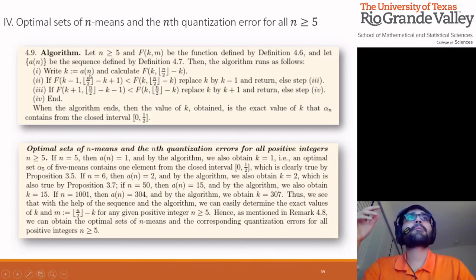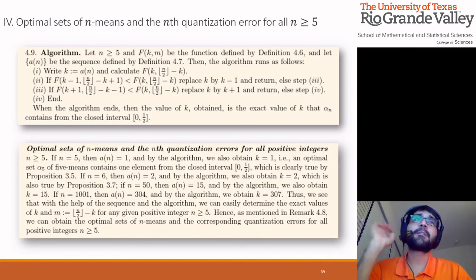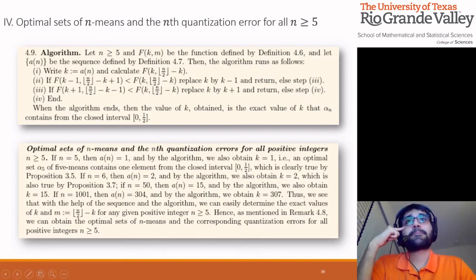So we found the number of quantizers in the first segment. We can find m, the number of quantizers in the second segment, and then we can find the rest by symmetry.